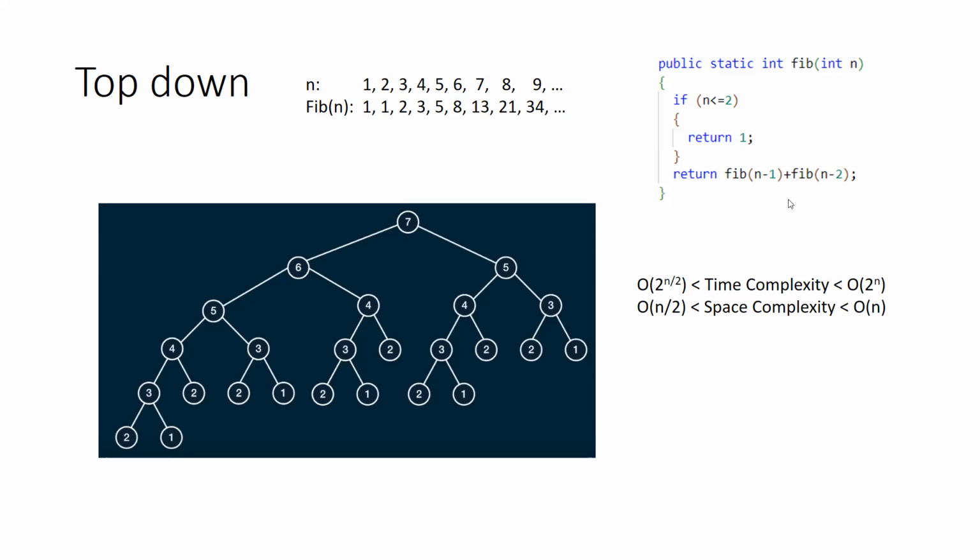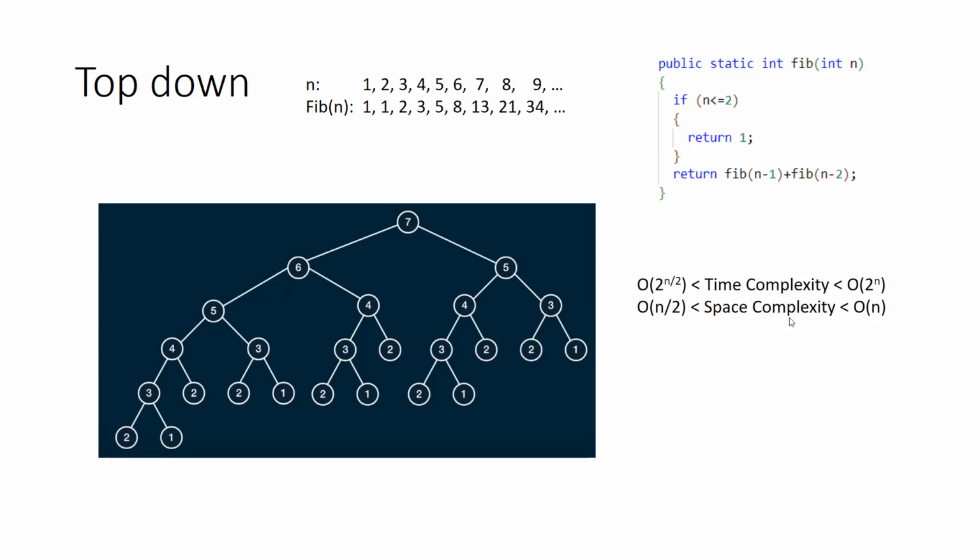And so in this case, where I'm calling this function recursively with a decrement of 1 and 2, I know that the worst case time complexity will be order of 2 to the power n, and the best time complexity that I could have will be 2 to the power n by 2. So the time complexity is somewhere between that, and likewise the space complexity is also somewhere between n by 2 and n.